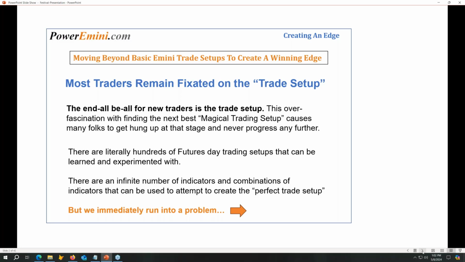This presentation is based around trading intraday futures. I just wanted to let you know that up front. But some of these concepts will work no matter what you're doing, with different time frames and different types of instruments. There are so many futures trading setups that we can experiment with and learn, with infinite numbers of indicators and combinations of indicators. We've all experimented with that. We've all jumped around.